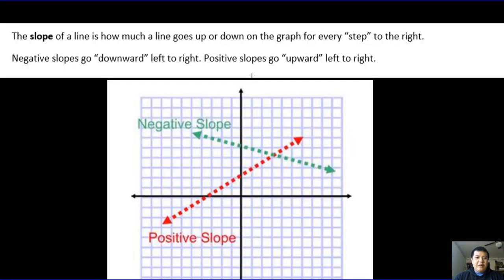The slope of a line is how much a line goes up or down on the graph for every step to the right. Negative slopes go downward left to right, and positive slopes go upward left to right, just like this picture shows. Positive slopes going up left to right, negative slopes going down left to right.